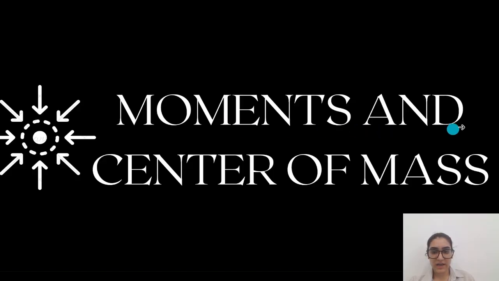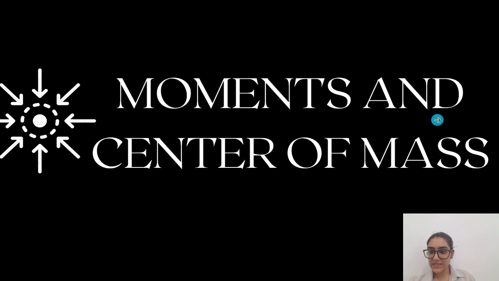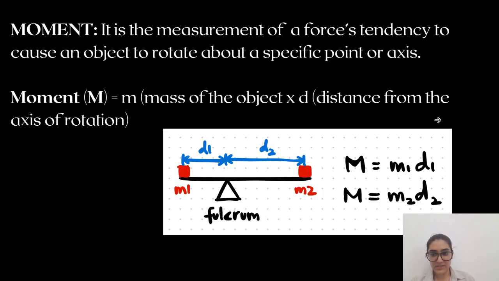Moving forward, I have moments and center of masses. So let's look at how moments and center of masses go together. What is moment? It is the measurement of a force's tendency to cause an object to rotate about a specific point or axis. We represent moment with this uppercase M, so moment is equal to m, which is the mass of the object, times d, the distance from the axis of rotation.